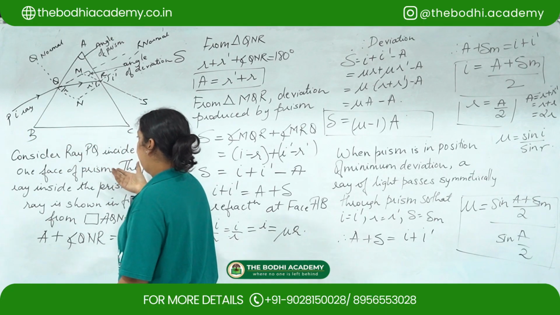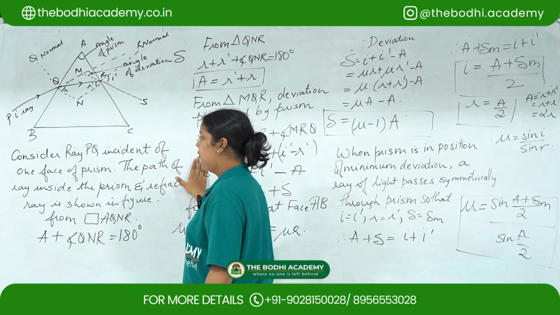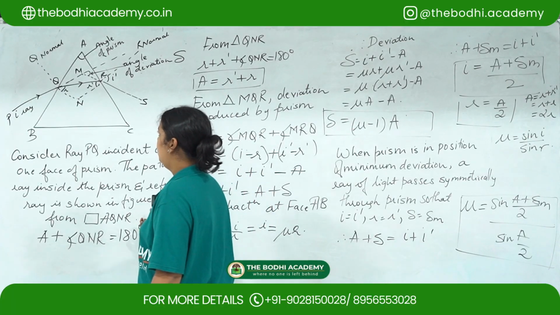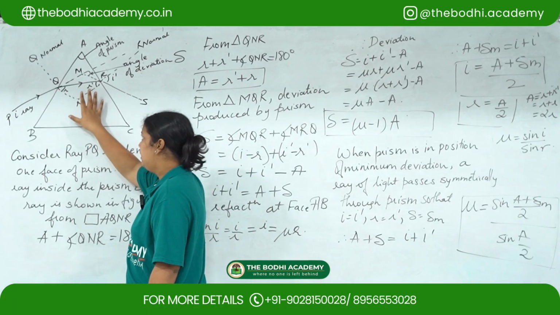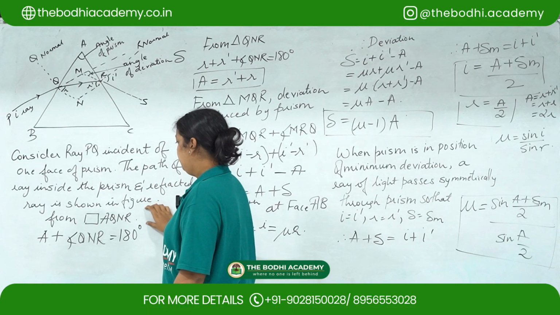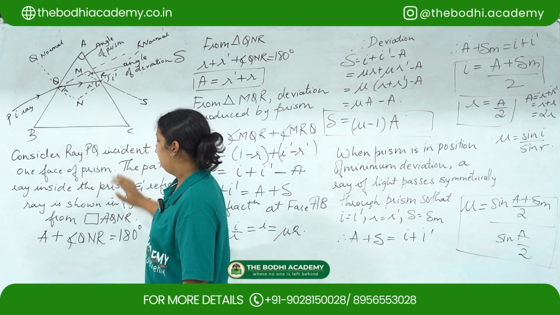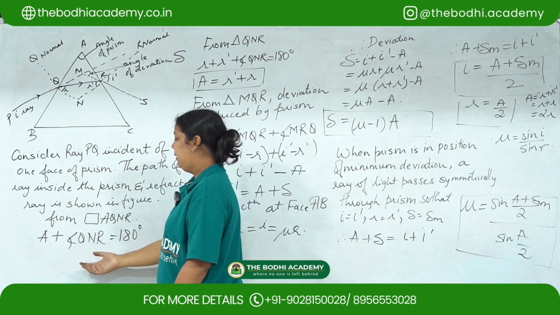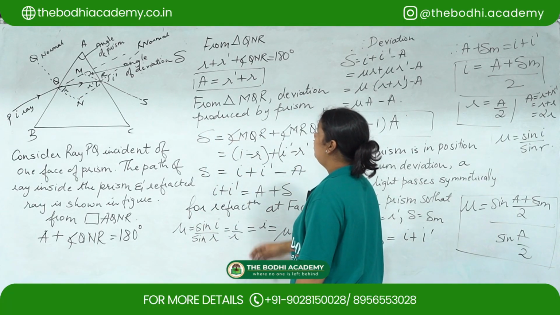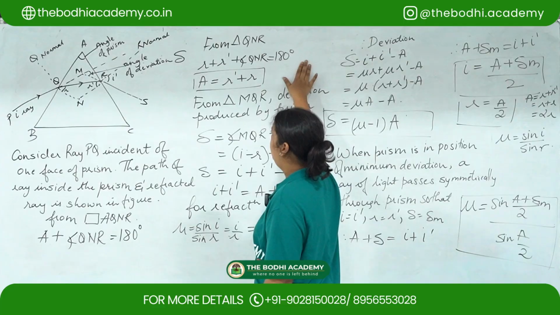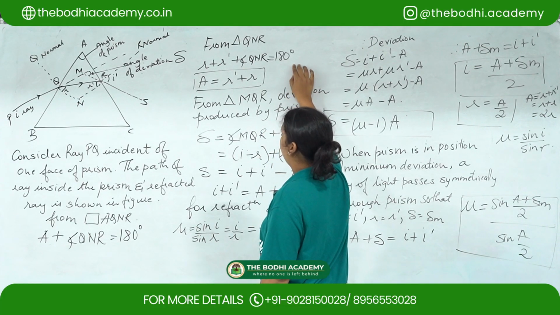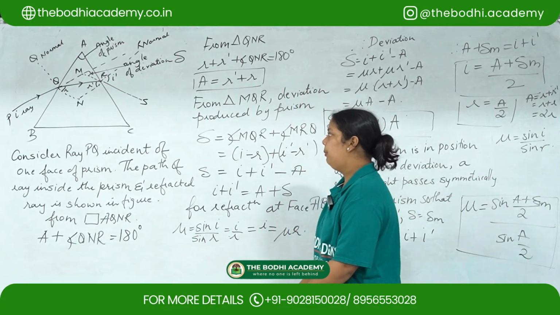Then consider ray PQ incident on one face of the prism. The path of the ray inside the prism and the emergent ray is shown in the figure. So whatever is happening inside the prism is shown in the figure. From the quadrilateral AQNR, we have angle A plus angle QNR equal to 180 degree. From triangle QNR, r plus r dash plus angle QNR is equal to 180 degree by the angle sum property of a triangle.